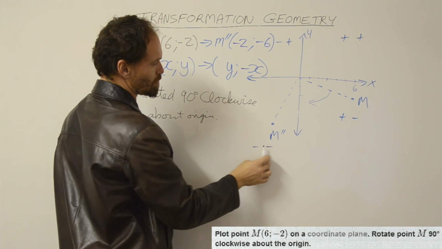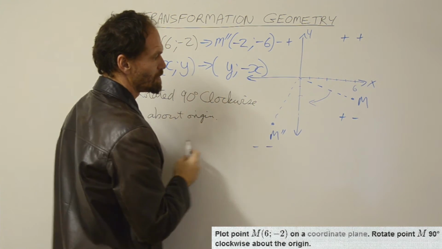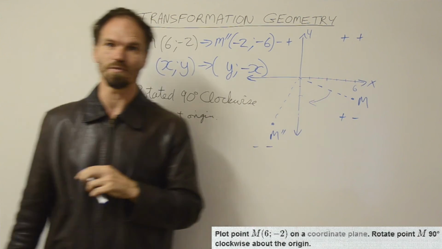And as you can see in this quadrant, negative and negative, right? Okay, that's a rotation of 90 degrees clockwise.